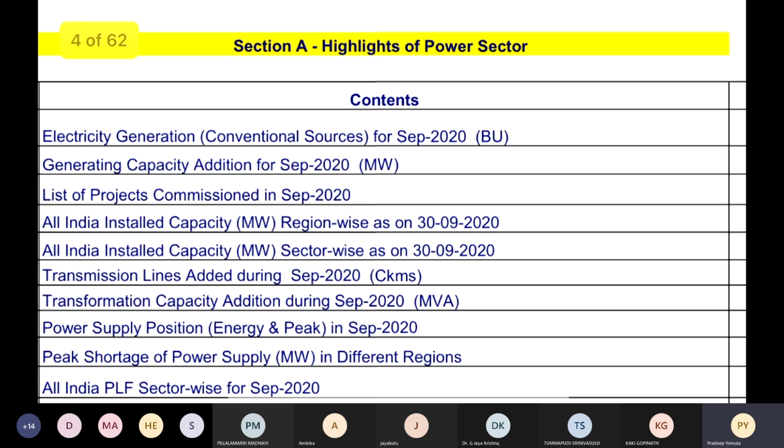But then the reduction is not too much. It's probably about 10% reduction. So 659 billion units were generated from April 19 to September 19, whereas from April 20 to September 20, 598. It's not much difference, probably about 10%. Now, if I further go down, conventional and renewable.